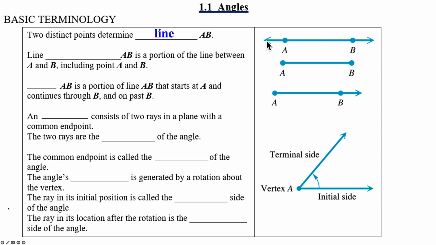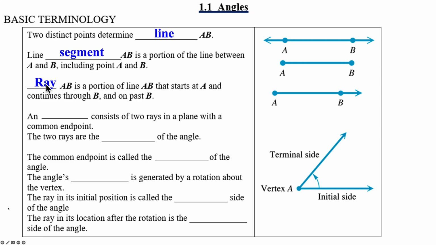Notice that you are going to extend both ways, to positive infinity and negative infinity, if we were thinking of this as a number line. Now, a line segment, AB, is a portion of the line between A and B, including the points A and B, two definite endpoints. That's a line segment.